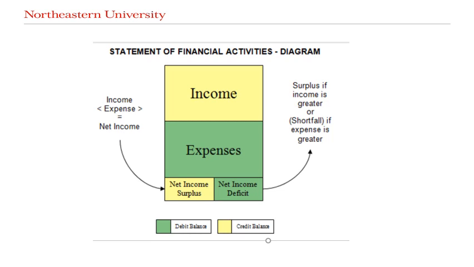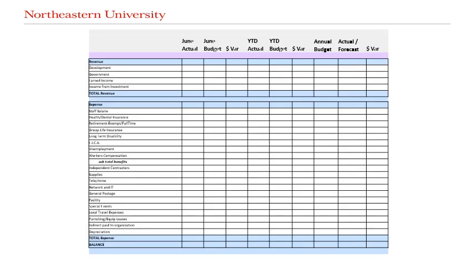If you are more visually oriented, here is a very simple diagram that shows total income minus total expenses, leading to a net surplus or a net deficit. Now, here is a really great statement of financial activities template. It's more detailed than many you will see, but that's kind of why I like it. So the first thing to notice is that the first piece of information you see is the month June. So this tells us that this report has been generated right at the end of June.